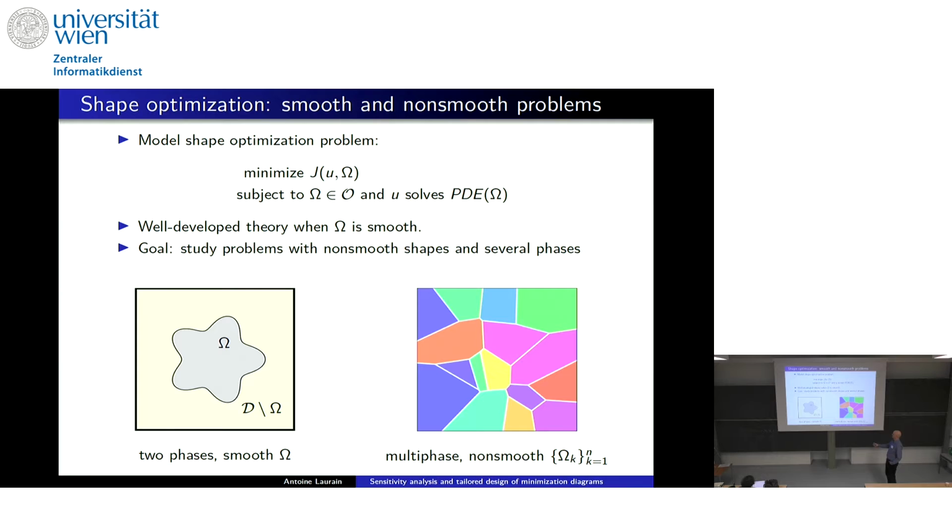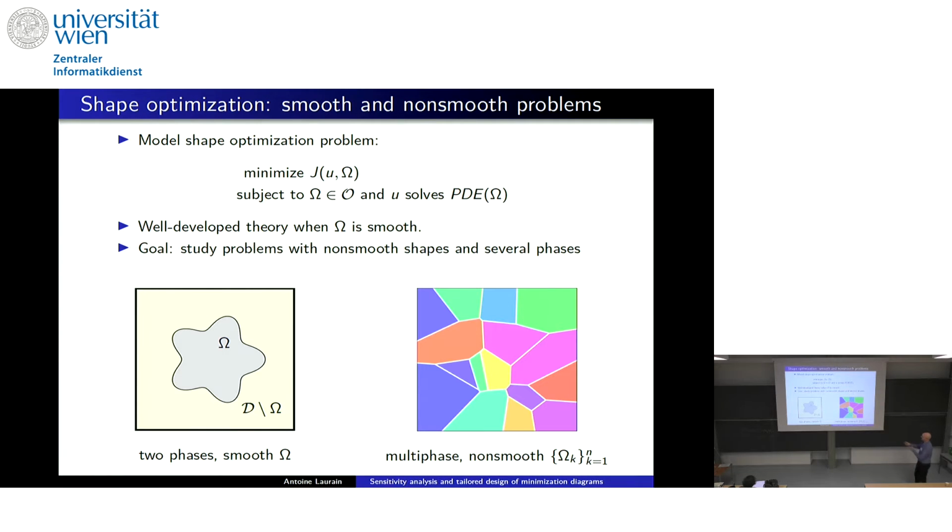A smooth case would be like you have one omega with a smooth shape, and you have two phases. So this is the typical case, like with this level set method that we have seen in the previous talk. And here I'm interested in this kind of situation where you have multi-phase and non-smooth shapes. So here you have a set of shapes, the omega k, that create a partition of the domain. And the non-smoothness is very natural in this setting because of the intersection of the interfaces.